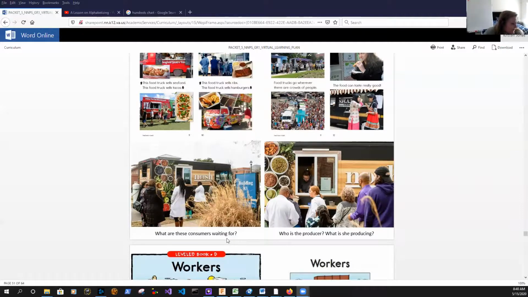So some of the questions at the end are, what are these consumers waiting for? What do you think they're standing waiting for? They're the consumers because they're the ones that are buying the item. Who is the producer? What is she producing? So the producer is the person that is selling the good or service. So who in this picture is the producer? The one that's offering a good or service for people to buy. What is she producing?